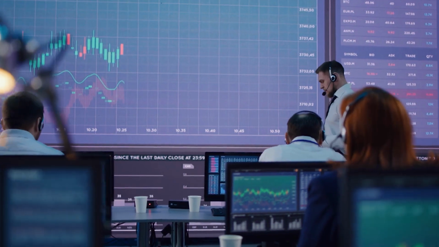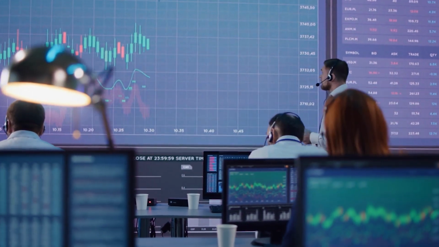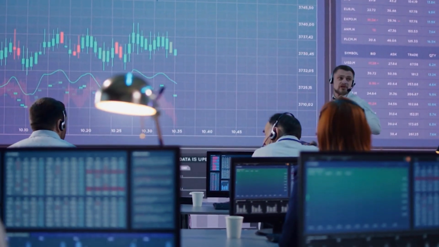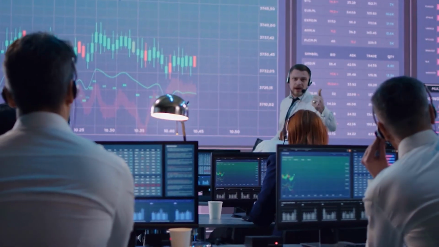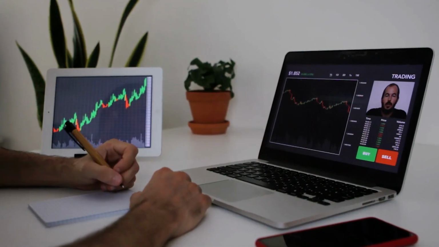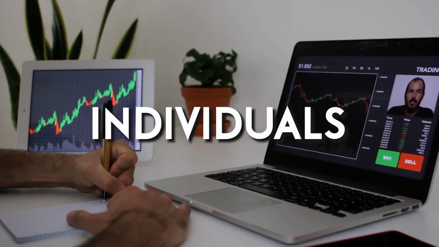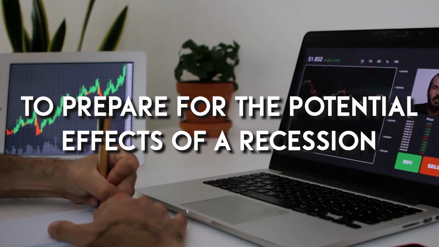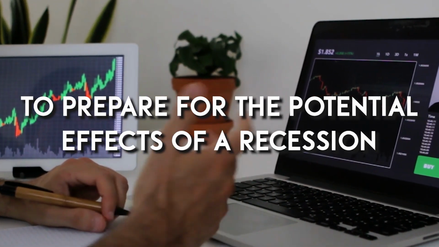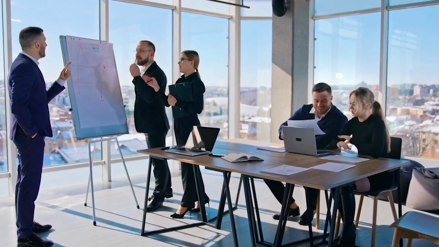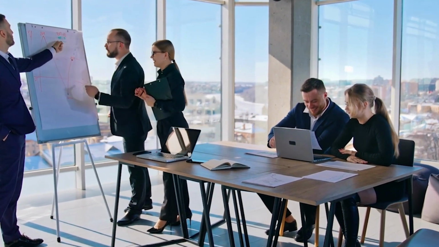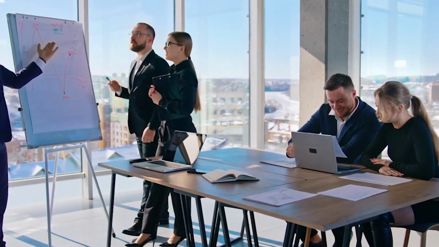The potential impacts of a global recession in 2023 to 2024 are significant and could have lasting effects on the global economy and society. It is crucial for businesses, individuals, and governments to prepare for the potential effects of a recession and develop strategies to minimize its impact. Businesses may need to adapt and innovate to survive, while individuals may struggle with higher unemployment rates, lower wages, and decreased consumer spending.